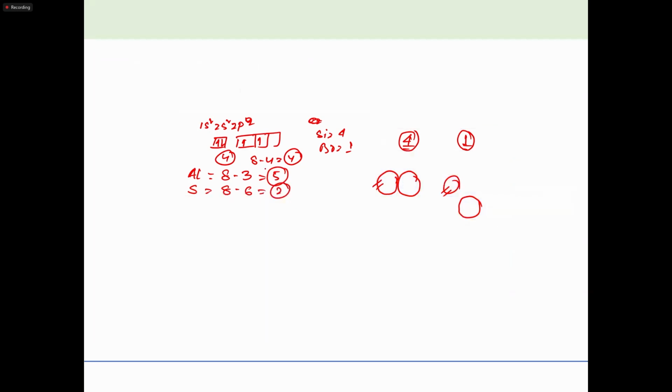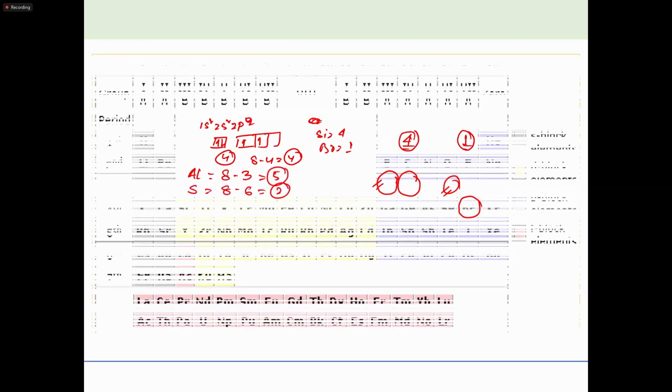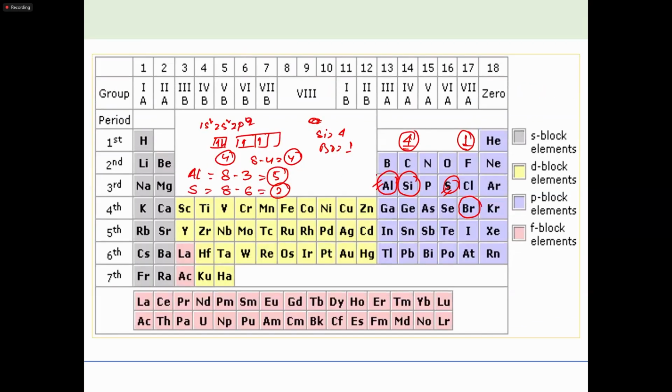So 5 and 2. So in the aluminium case, what will be... no, sorry, just one minute. It will be 3. Sorry, it will be 5. So it will be 3. Because boron has the electronic configuration 1s2, 2s2, and 2p1. Okay, just a minute. 3.